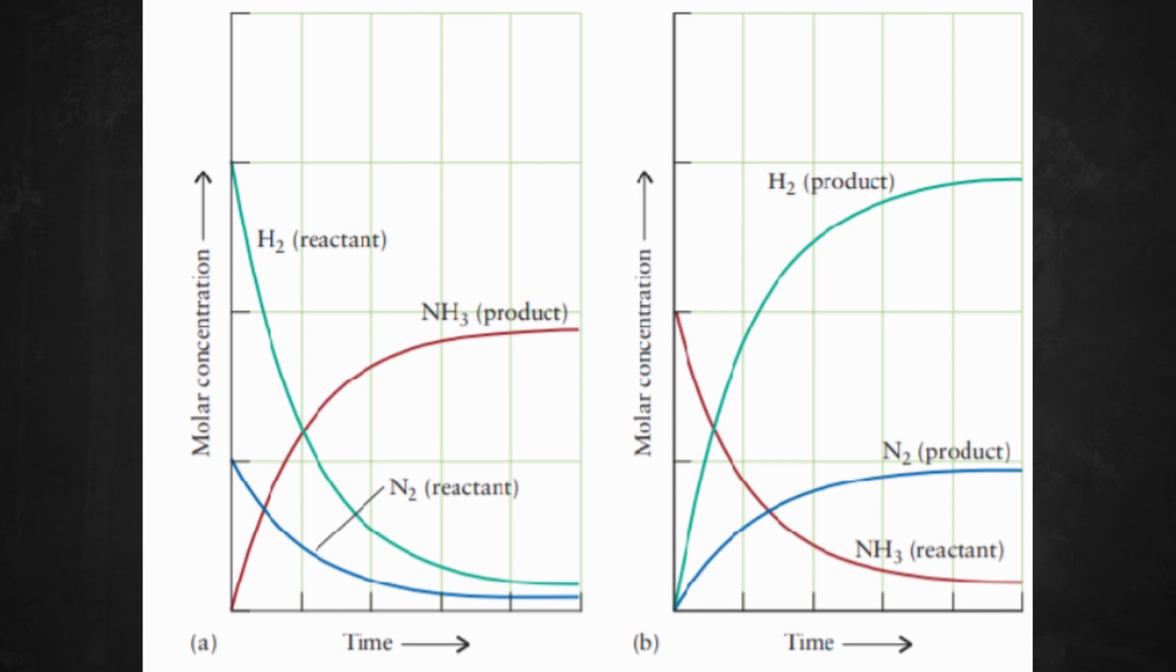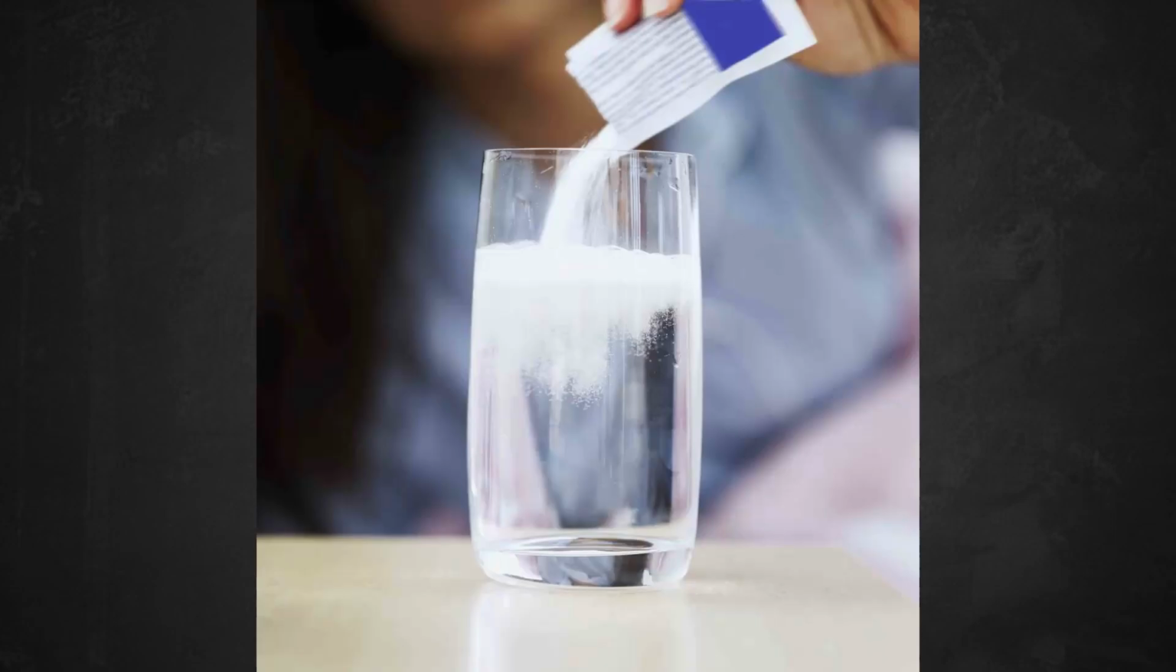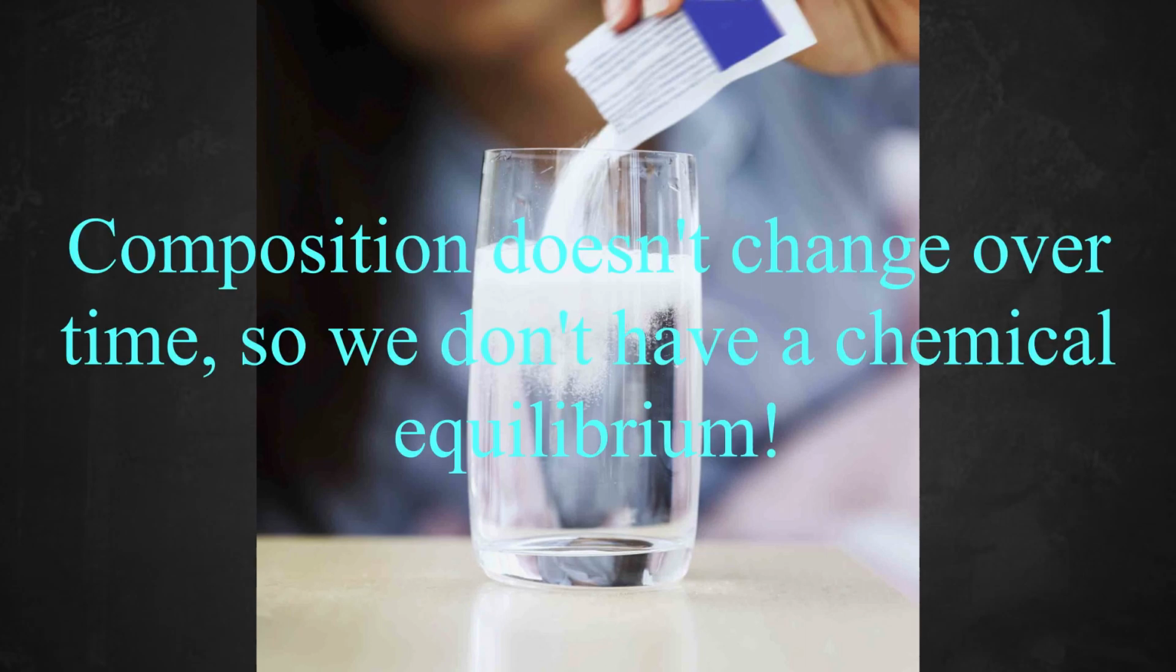Okay, so I think these graphs help us to understand what equilibrium means. But just because the composition of a system is not changing doesn't necessarily mean that we have a chemical equilibrium. For instance, if we have a glass of water and glucose, the sugar glucose, we don't see the compositions changing over time. But it's not because we have a chemical equilibrium, but actually there's no reaction happening there.